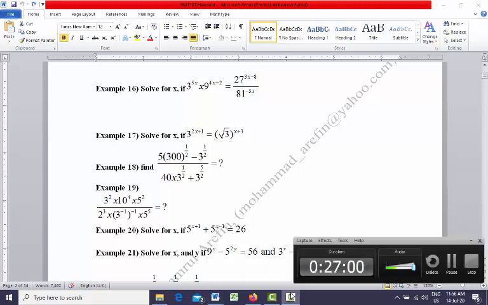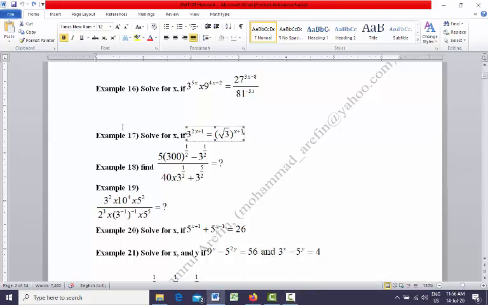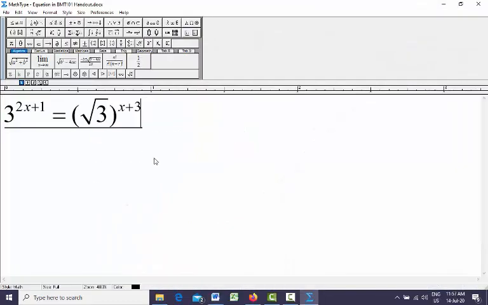So now let us solve question number 17. What this question is saying, solve for x similarly. So you need to find the value of x solving this equation. So now let us solve it.